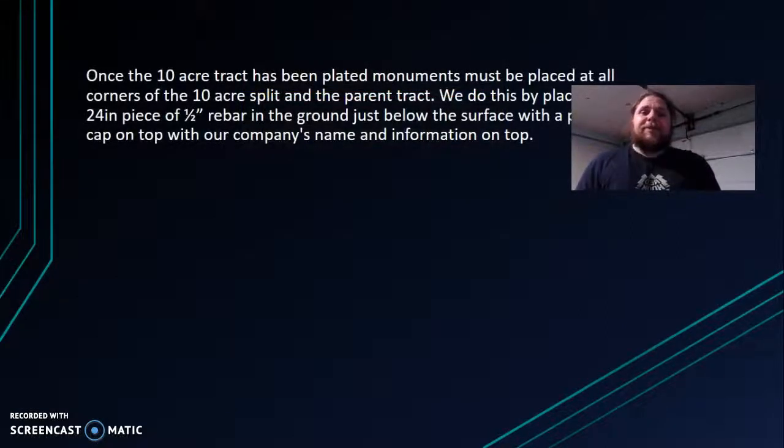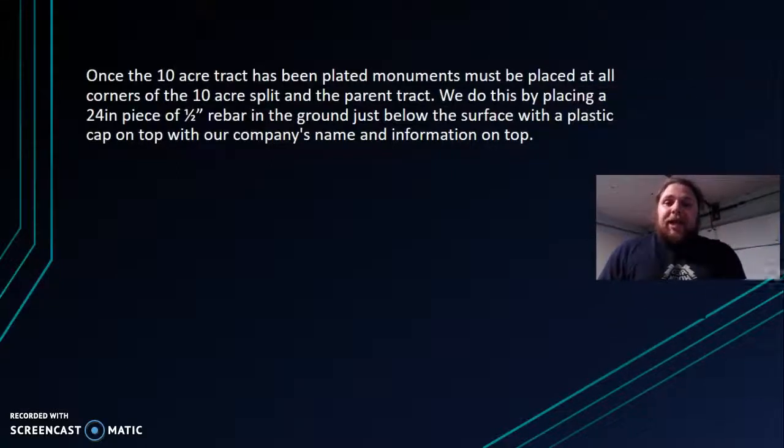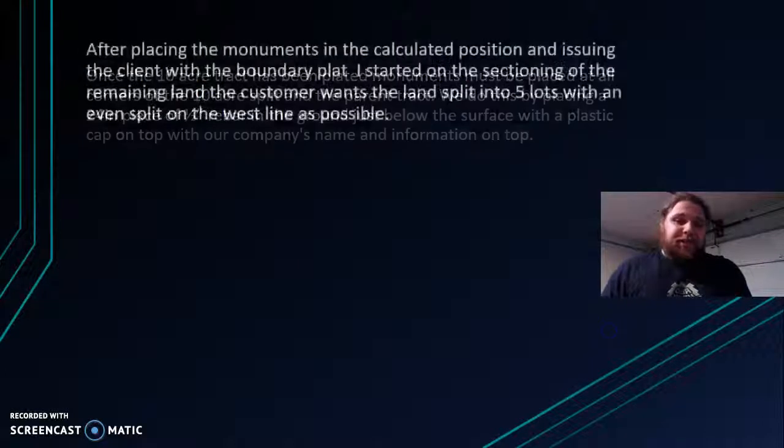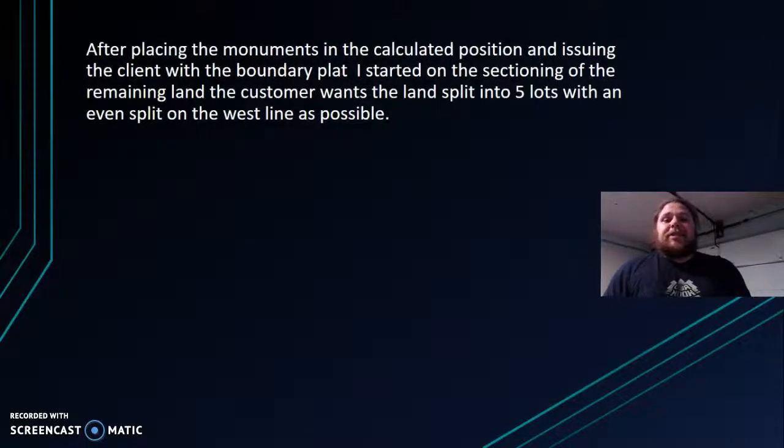Once a 10-acre tract has been platted, we must go back into the field to place a monument at all the corners, and the parent tract. So we have to monument both tracts of land, and we do this with a 1/2-inch rebar with a plastic cap with our company's name and information on the top. After placing the monuments in that calculated position, we issue the client with a finished boundary plat.